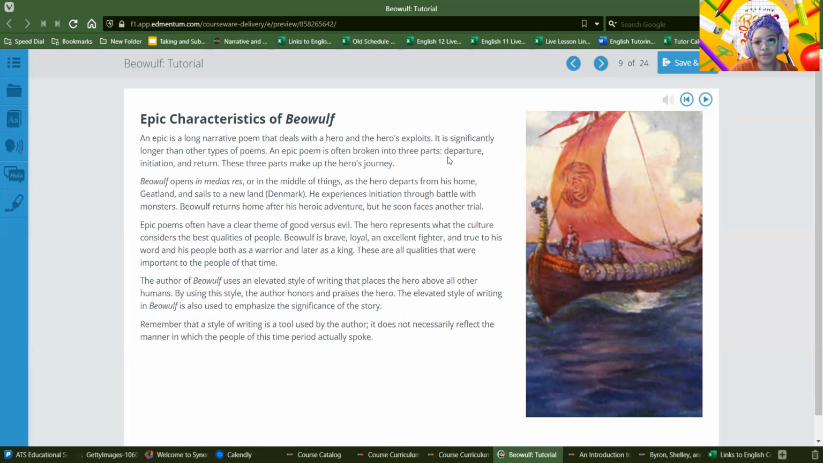So an epic poem is written into three parts. Departure, that's when you leave from home. Initiation, when you become a hero officially. And return, when you come back. And they make up the hero's journey. If that sounds familiar, it's because that's still a pattern that we use in stories today.